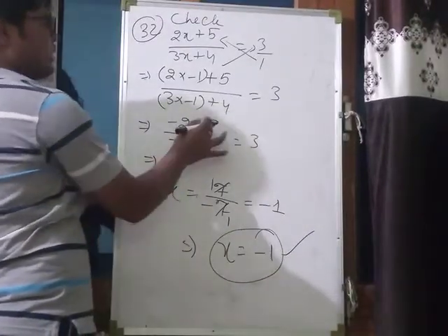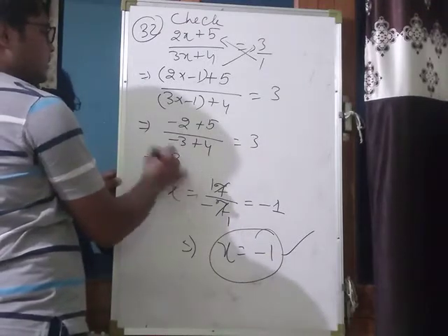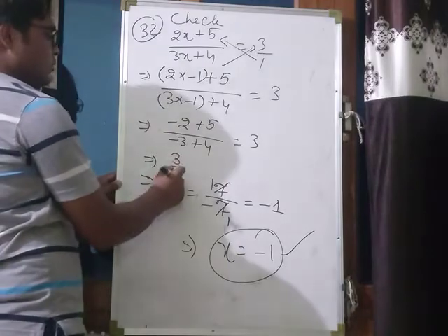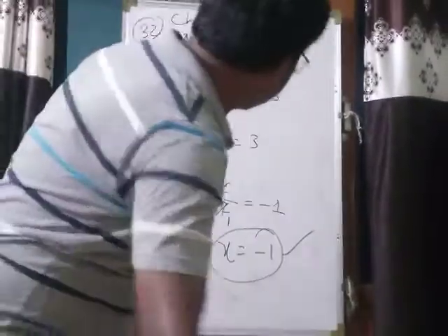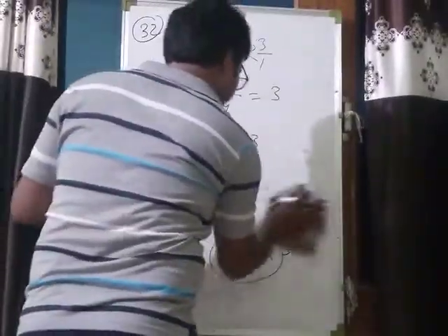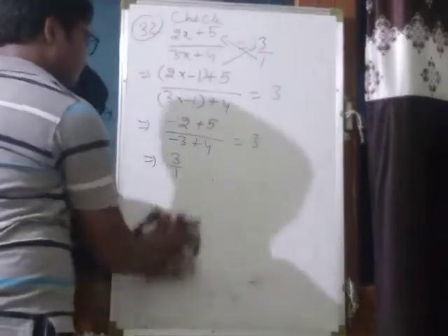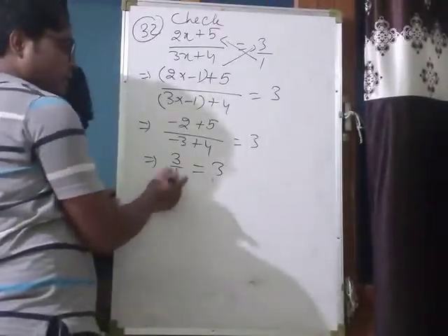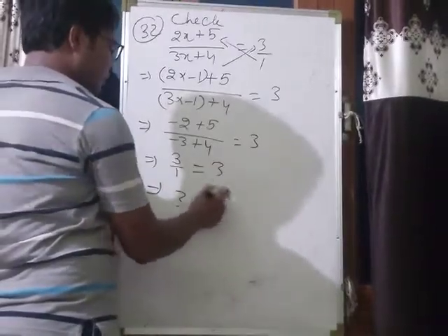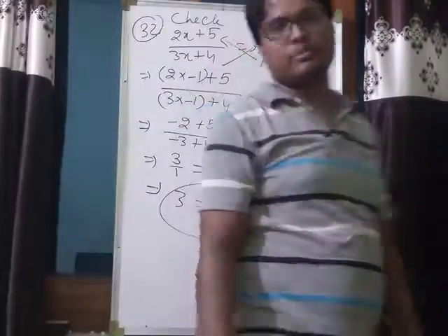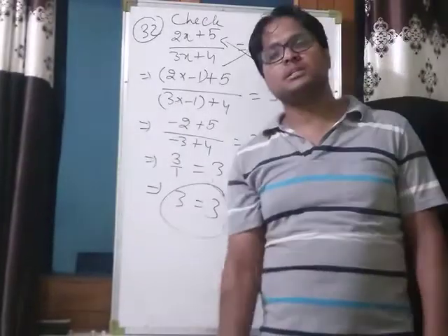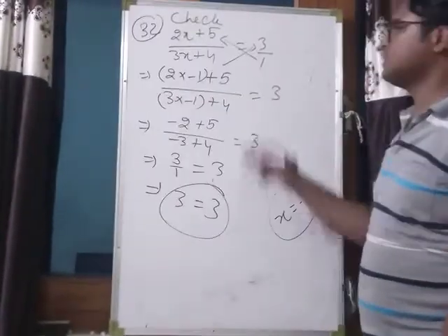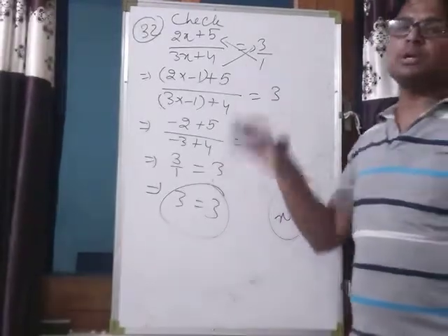So from here what we have, 5 minus 2, that is 3, and 4 minus 3, that is 1. Okay, and our right side is 3. So 3 divided by 1, 3 equal to 3. You can see left side and right side are both equal, means our answer is correct. So x equal to minus 1 is the solution of this equation.